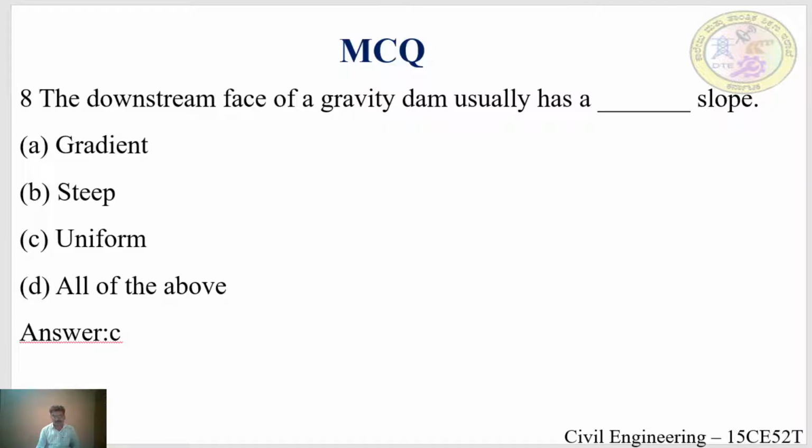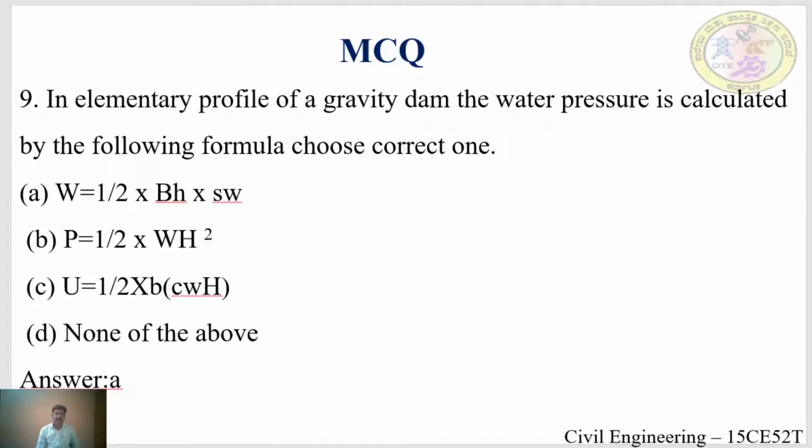The answer is C, uniform slope. Next, the elementary profile of a gravity dam. In the elementary profile of a gravity dam, the weight is calculated by the following formula. Choose the correct one. Given are: A, W is equal to half of B into H into S into W; B, P is equal to half of rho W into H square; C, U is equal to half into B into C W H; and D, none of the above.